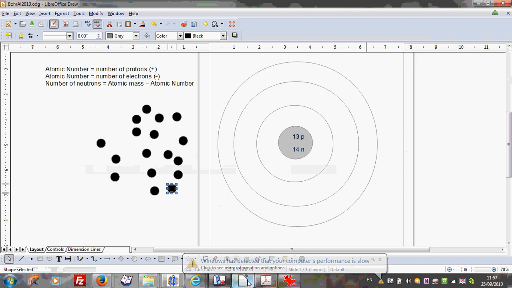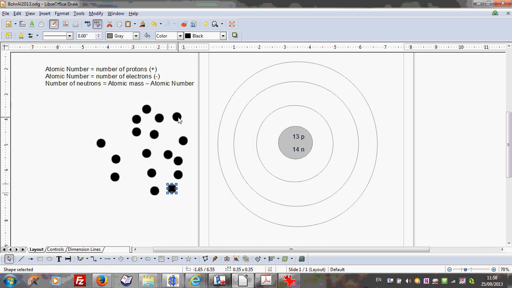So you draw a circle in the middle to represent the nucleus, and we write 13p for 13 protons and 14n for 14 neutrons. Next, we need to fill up the shells, or orbits, with electrons. Now, if there are 13 protons, there have to be 13 electrons, because 13 positives and 13 negatives make for a neutral atom. So we start filling up the shells.